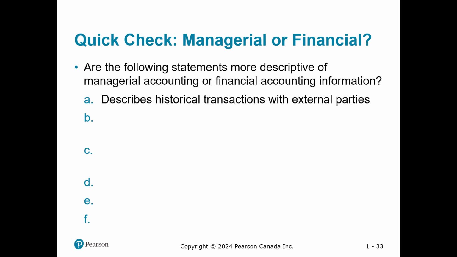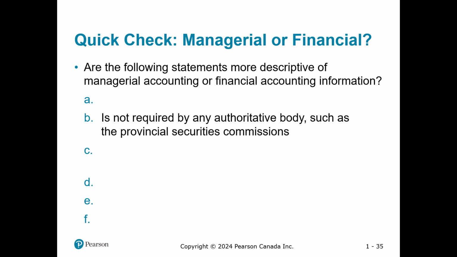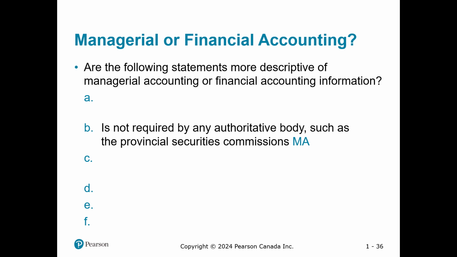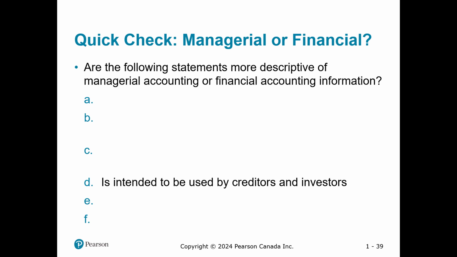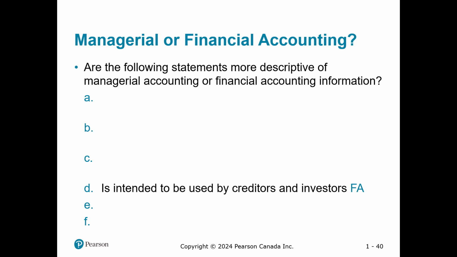A. Describe historical transactions with external parties. You saw historical and external. It's going to be financial accounting. Is not required by any authoritative body, such as the Provincial Securities Commission. Well, you know if it's not required, it's going to be managerial accounting. Reports on the company's subunits, such as products, geographical areas, or departments. Not consolidated, managerial accounting. Is intended to be used by creditors and investors. Those are external users. This is going to be financial accounting.